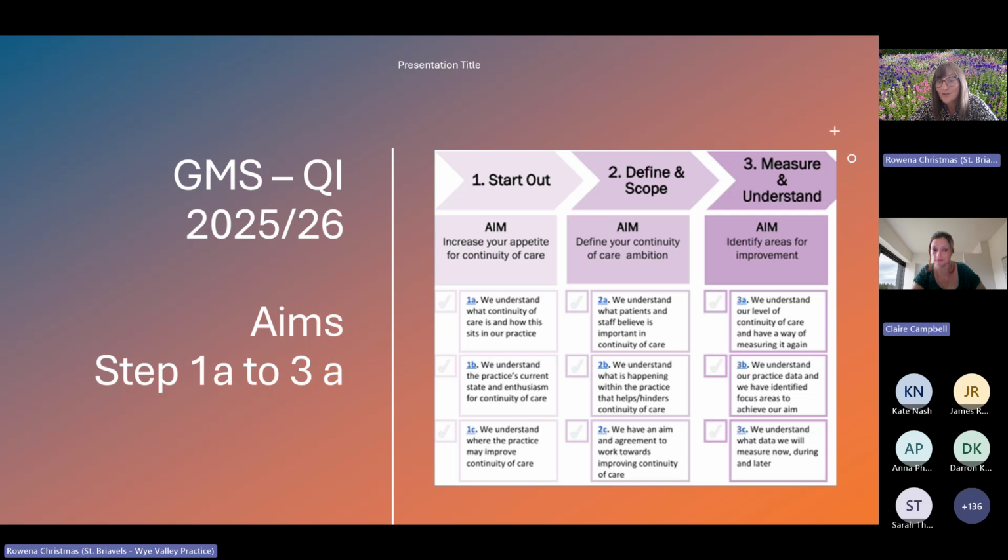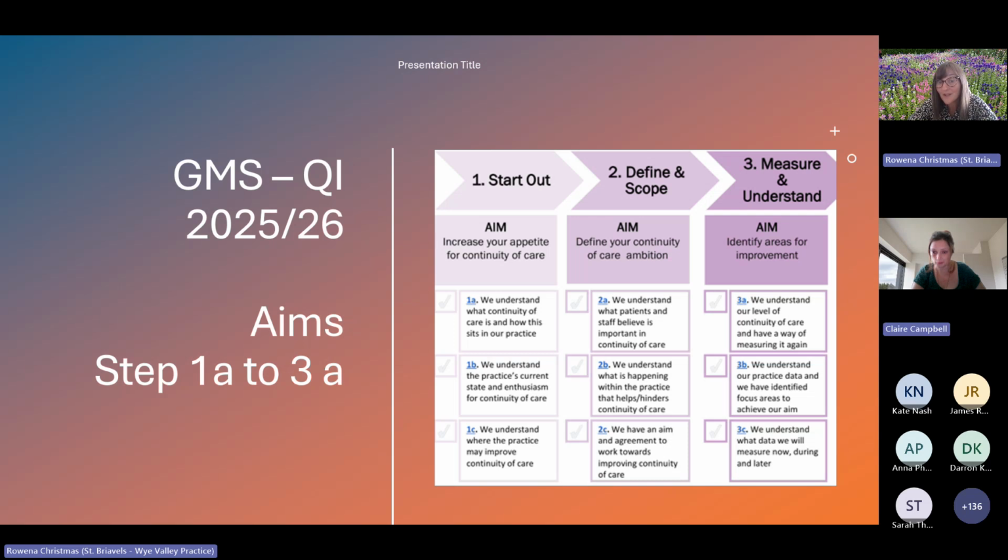Second part will be to demonstrate what our staff and patients think is important in terms of continuity of care. So think about what helps within your practice, and then probably just as importantly, where the barriers are, and then agree together an aim for how to work towards improving this. And then thirdly, we want to be demonstrating ways that we can measure continuity for the purposes of a PDSA cycle. So plan, do, study, act cycle, looking specifically at this.